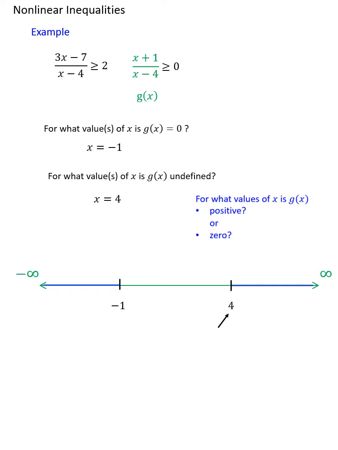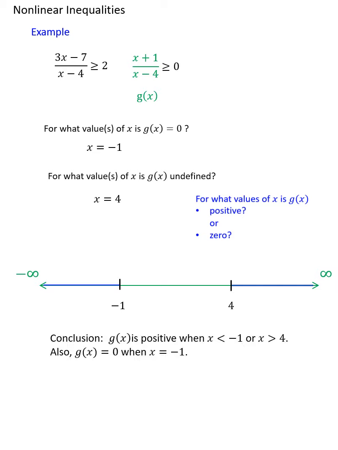In fact, if you look at the original inequality, imagine plugging in 4 for x. You would get undefined greater than or equal to 2. That doesn't make any sense. There's no reason to think that 4 is a solution to something when you can't even plug it in in the first place and get a numerical result.